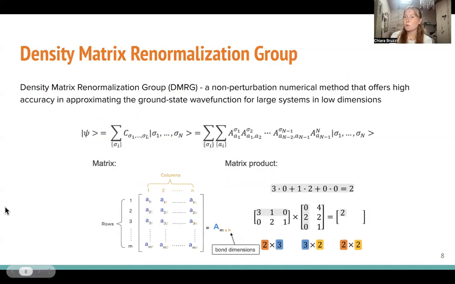The density matrix renormalization group. So this is the DMRG, which is a non-perturbative numerical method that offers high accuracy in approximating the ground state wave function for large systems in low dimensions. And I've included here the formula for the wave function that it approximates using the matrix product state. So this is just showing how you multiply matrices and then add them together.